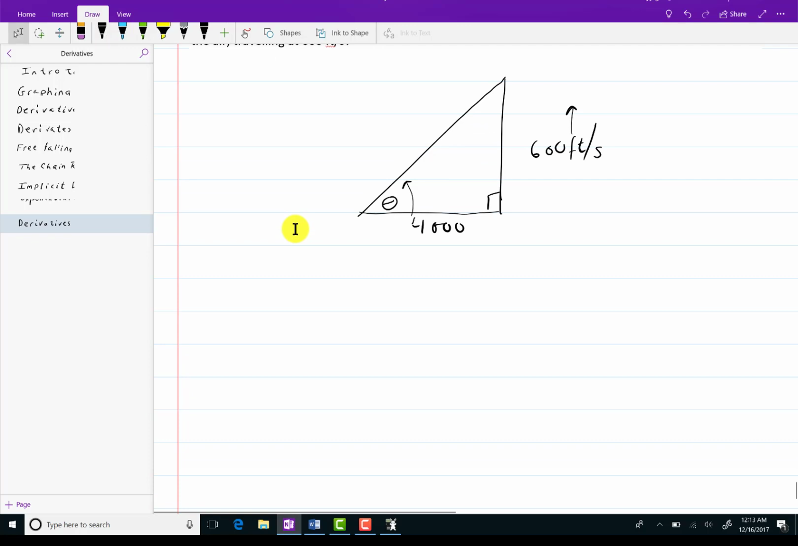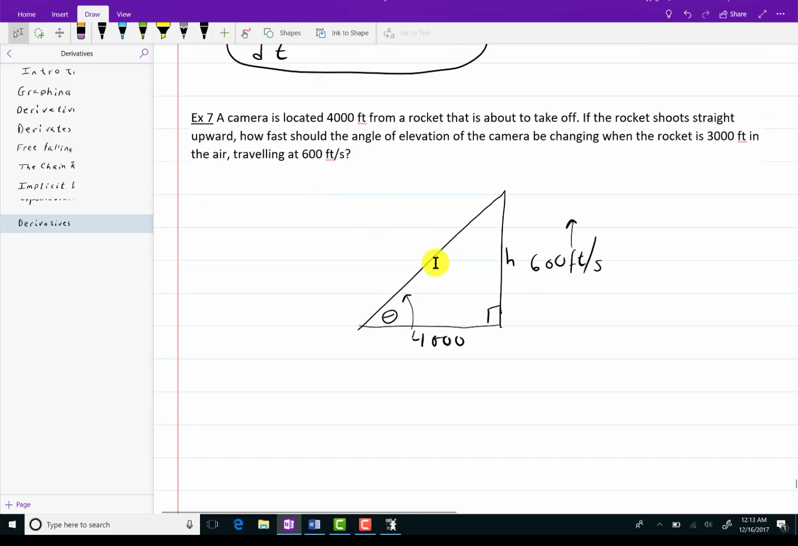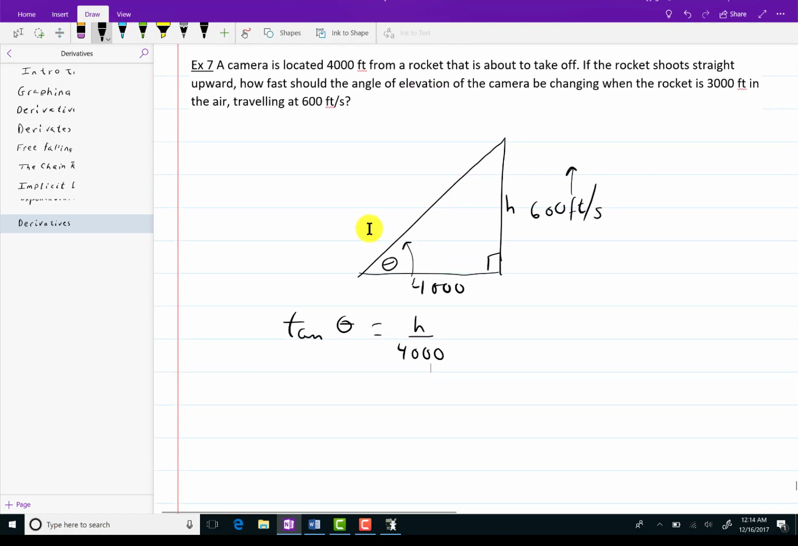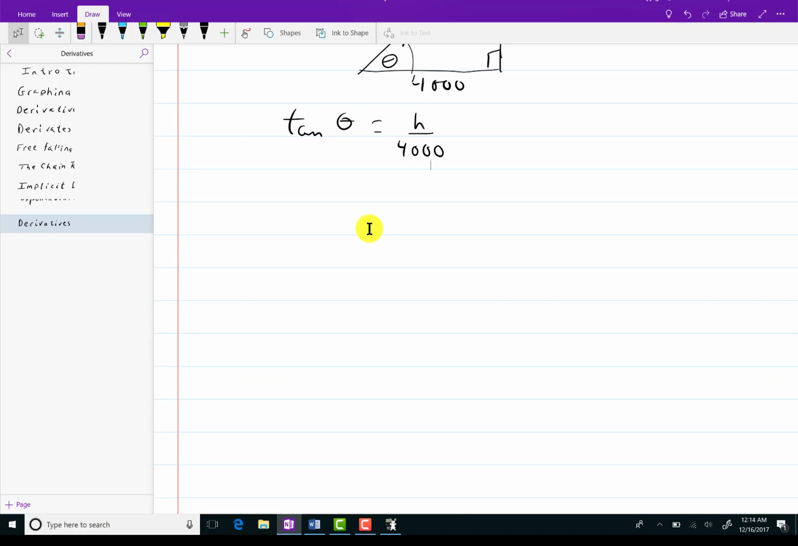All right, is there a connection here? In fact, let's call this H. Is there a connection between the height and theta? Well, yeah, there's a very simple connection. Tangent equals opposite over adjacent. So tangent theta equals h over 4,000. And then I need to go, how fast should the angle of elevation of the camera be changing? So I need d theta over dt. That means I'll take the derivative with respect to t of both sides.